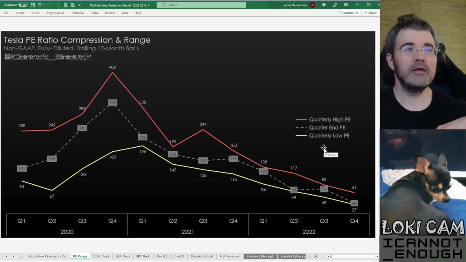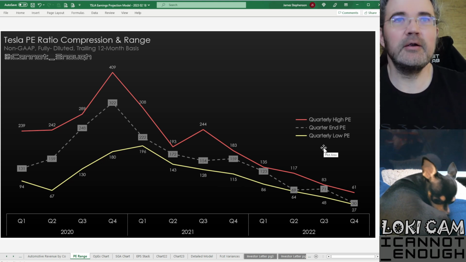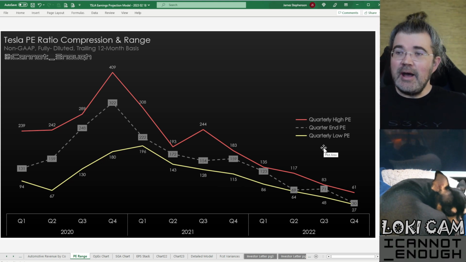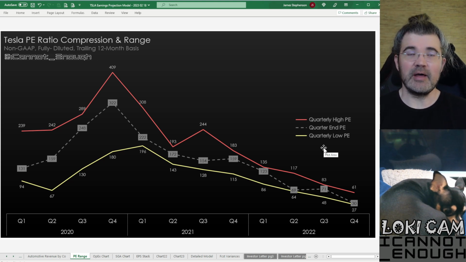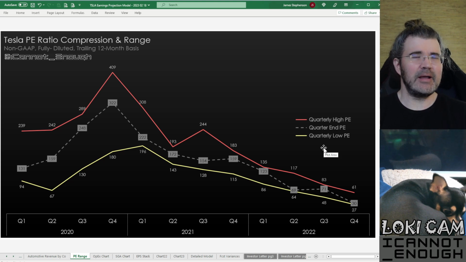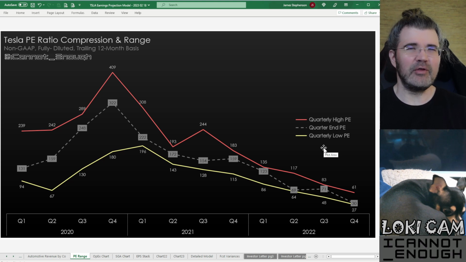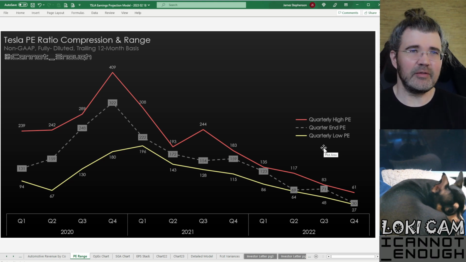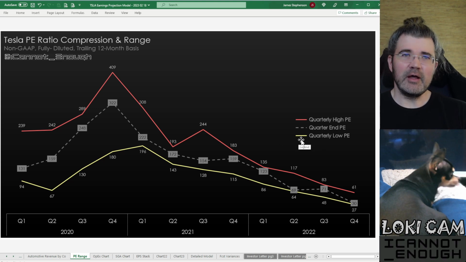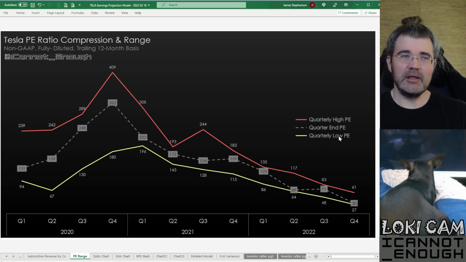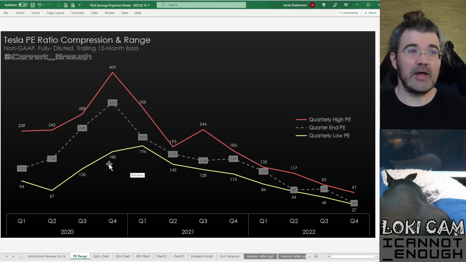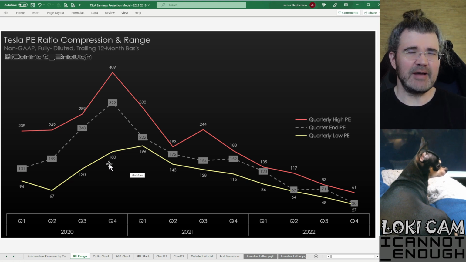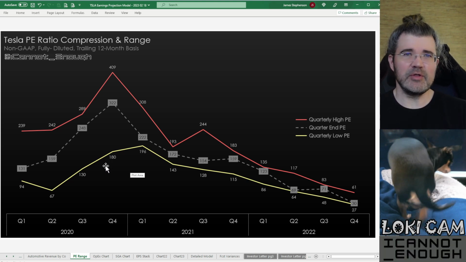So we've got three lines charted here. The red one is the quarterly high PE ratio. So whatever the high price was for that quarter, you divide that by the non-GAAP, fully diluted, trailing 12-month basis earnings. And that's how you get to the PE ratio. Then for the yellow line, that's the quarterly low PE ratio. So you just take whatever the lowest closing stock price was during that quarter, and you divide that price by the earnings to get the PE ratio.